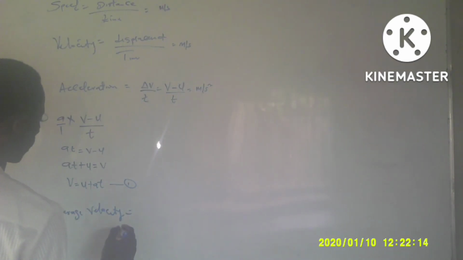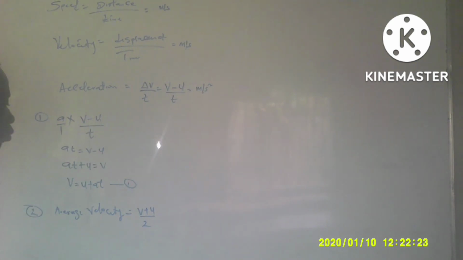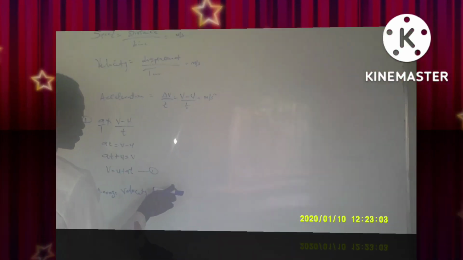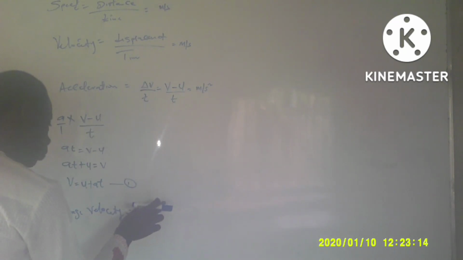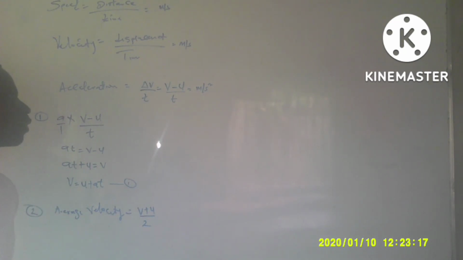Average velocity is equal to v plus u over 2, that is the final velocity plus the initial velocity all over 2. Remember the average velocity is the total sum of the velocities divided by 2. The average velocity can also be the displacement over time.